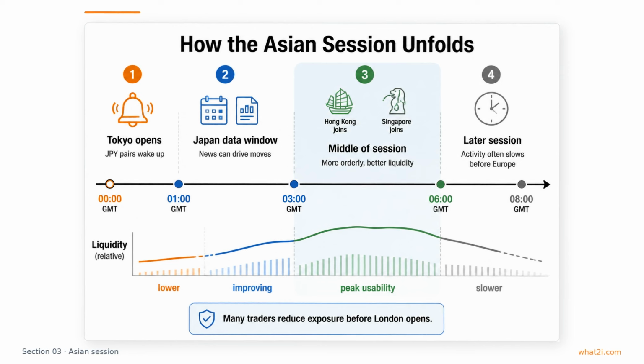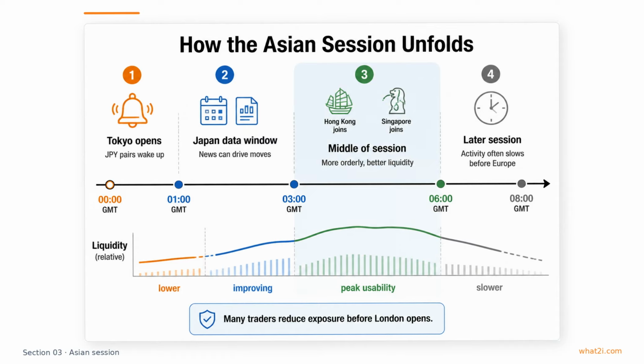Between 0300 and 0600 GMT, liquidity often improves as more regional centers are active, and this middle part of the session can feel more orderly. After 0600 GMT, activity often slows again as the market begins waiting for Europe. This changing rhythm matters because a setup that works in the middle of the session may be less reliable very late in it. Many traders reduce exposure before London arrives for exactly that reason.